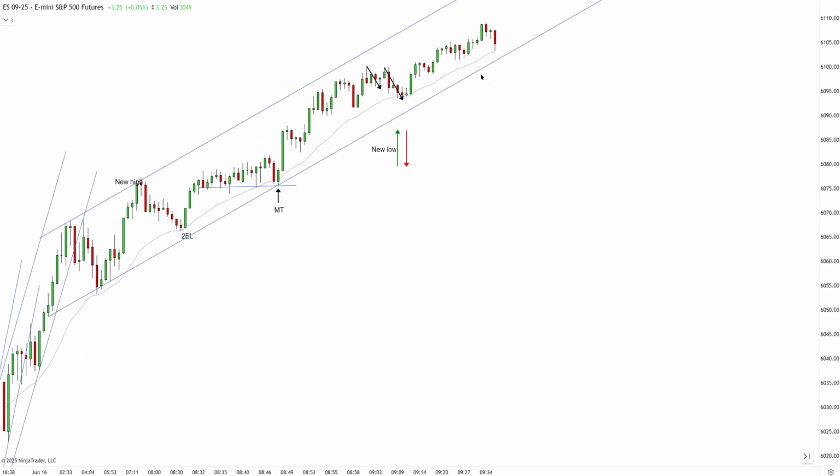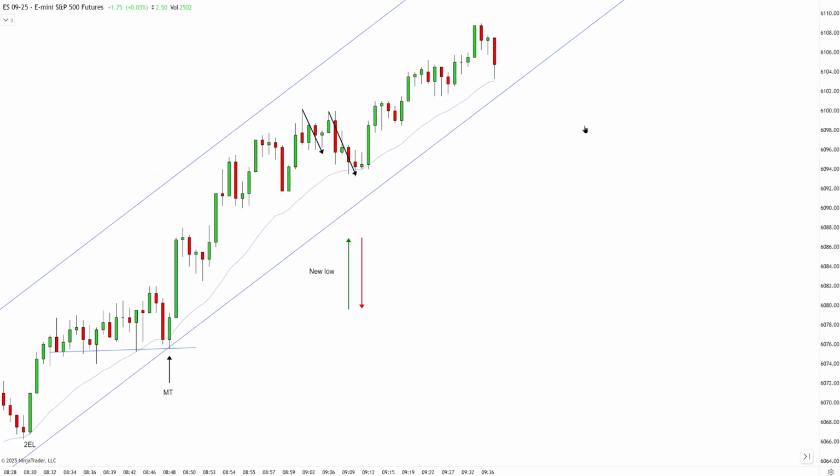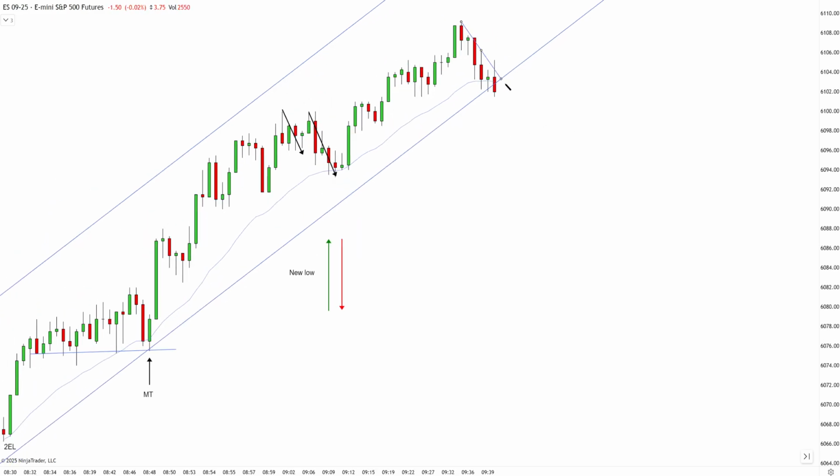Okay, let me zoom out. The structure is still bullish. Nothing to overcomplicate here. The market is correcting. I'm going to redraw the short-term downtrend working lower.